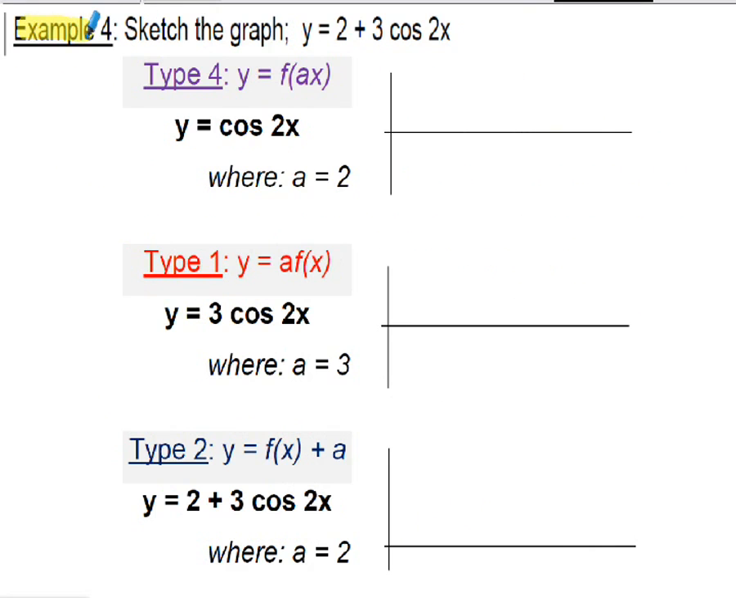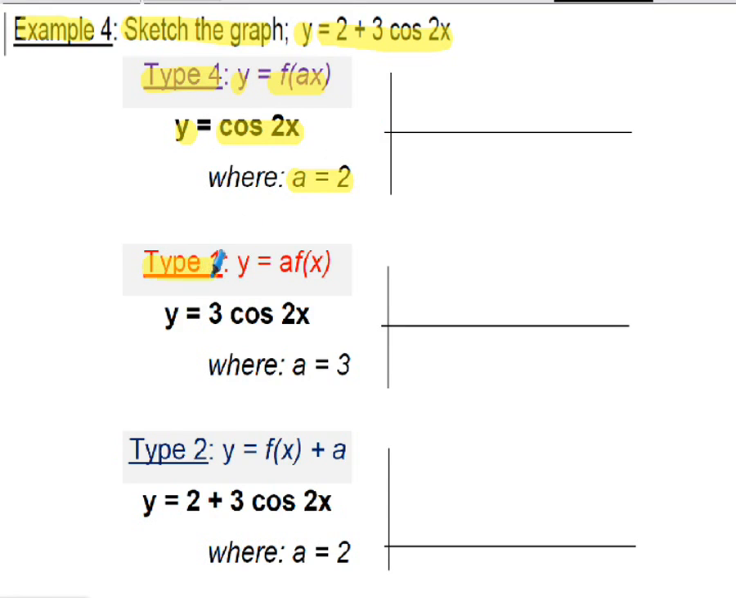Example 4 continued. We're asked to sketch the graph y is equal to 2 plus 3 cos 2x. Now in this case we're going to have a type 4 transformation, so that's y is equal to the function of ax. So y is equal to cos 2x, where the a is equal to 2. That's our first transformation to think about.